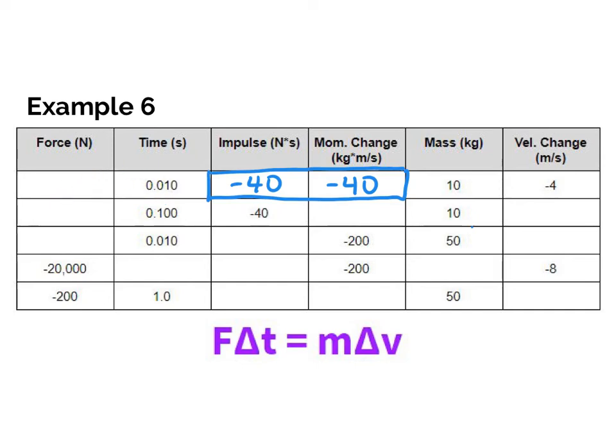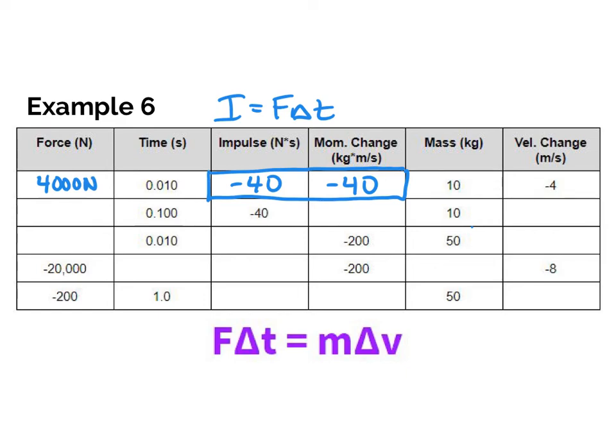So to do that, what I would take is just use the equation for impulse. I'll write it above. I equals F delta T. So if I know the impulse is negative 40, I know the time is 0.01. I'm just simply going to divide, and I would get a force that's equal to 4,000 newtons. So 4,000 newtons would be that force, okay?